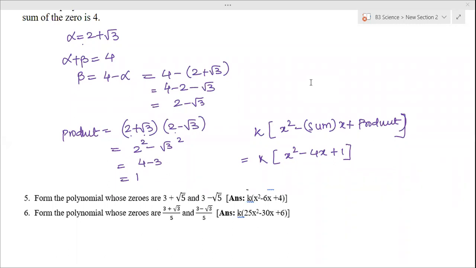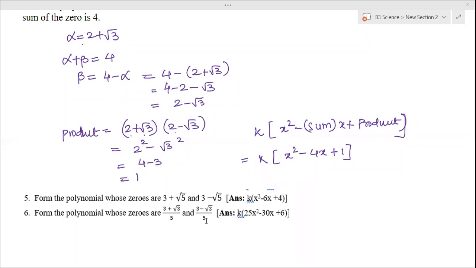Ma'am, can you do the 6th one? Sum is (3 plus root 3) by 5 plus (3 minus root 3) by 5. Denominator is the same, add numerators. Denominator 5 remains the same. 3 plus 3 is 6, so 6 by 5.